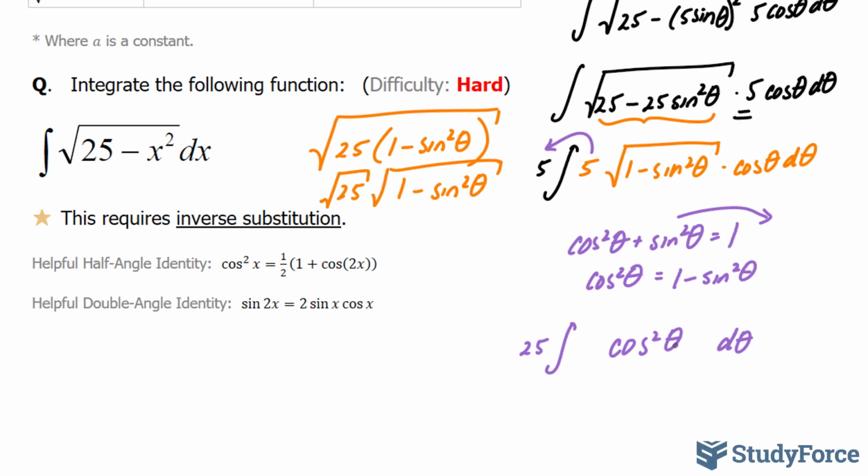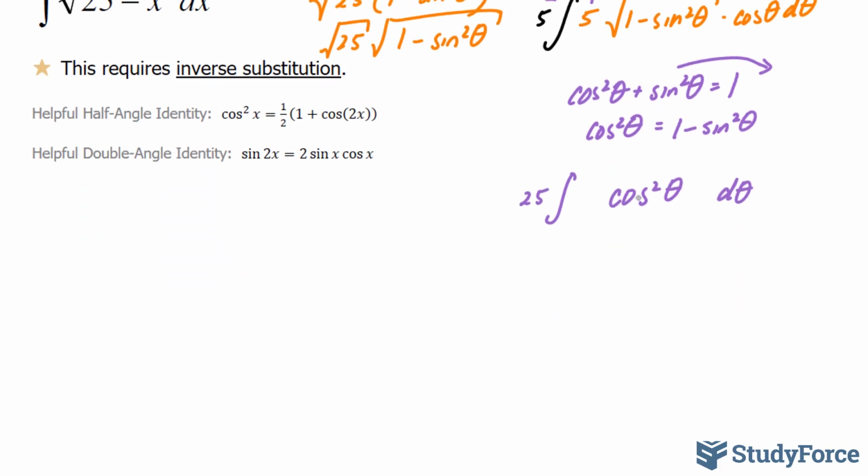Now we have to integrate cosine squared theta d theta. And the best way to do that is to use half-angle identities. And I do have several videos dedicated to how to use half-angle identities to integrate trigonometric functions, so make sure you view them. If I replace this with the following, I end up with this. 25, the integral of half 1 plus cosine 2 theta d theta.